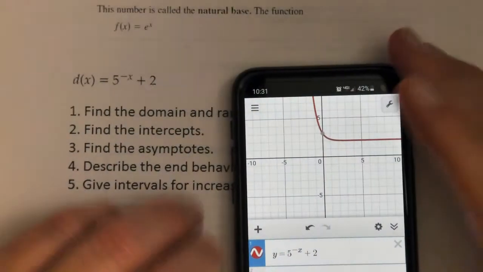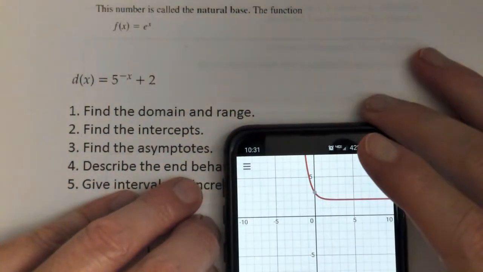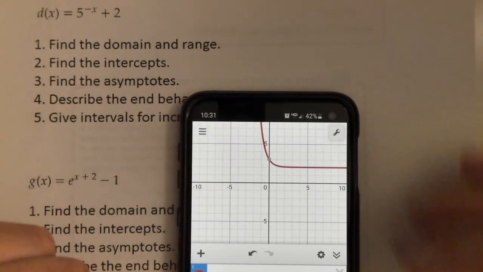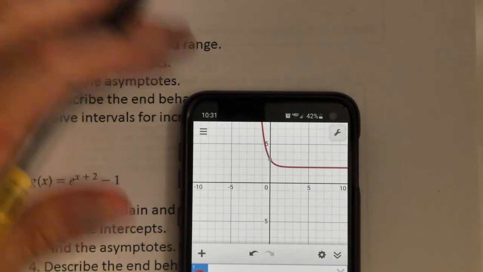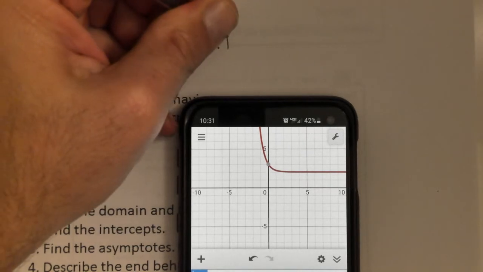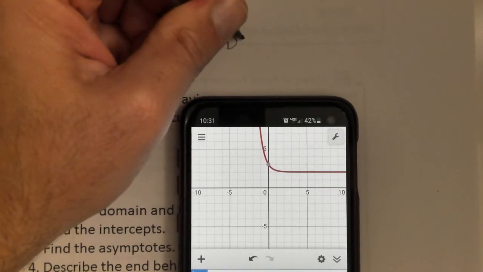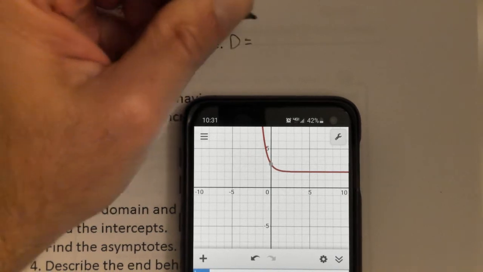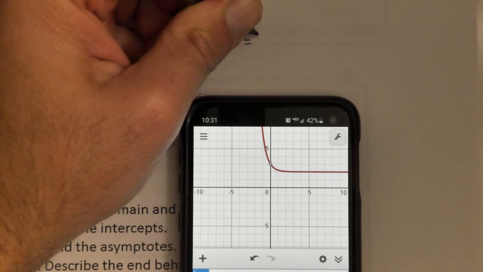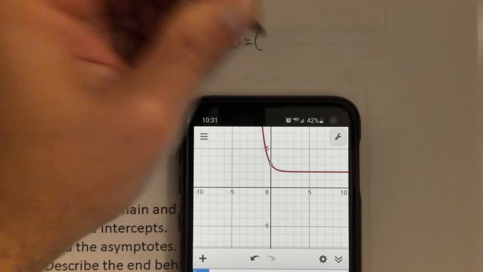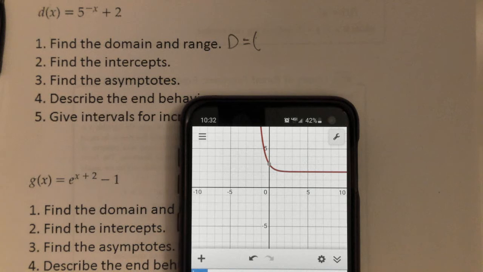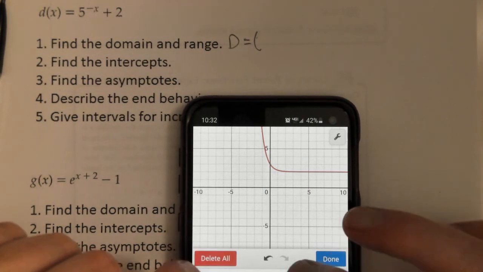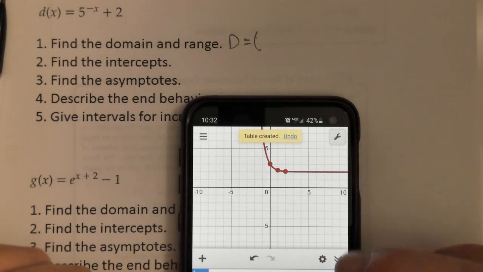All right, so based on the graph, can we find the domain and the range? Well, the answer is yes. Let's think about this for as far as domain is concerned. That would be the x values. Well, for the domain, if I'm writing it in interval notation, let's see what the domain would be here. And probably the best way to verify both ends would be to add a table. And so let's see what happens here.